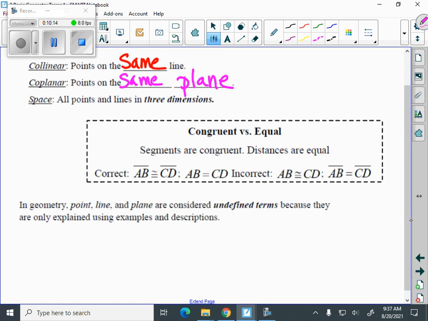And the hardest part here is in geometry, point and line and plane are considered undefined terms because they're only explained using examples. Like, since a point has no size, how can we really take something that has no size and use it as part of the definition, and a line, which is made of infinite points? So that's the difficulty here. But in general, we need to have a basic idea of these different words.